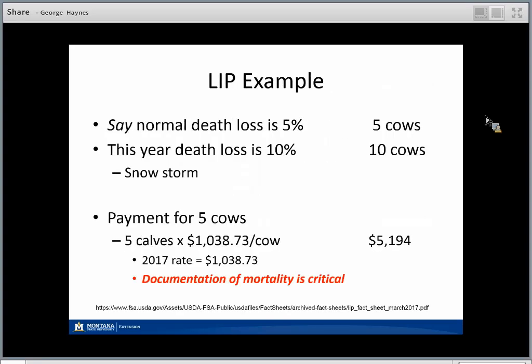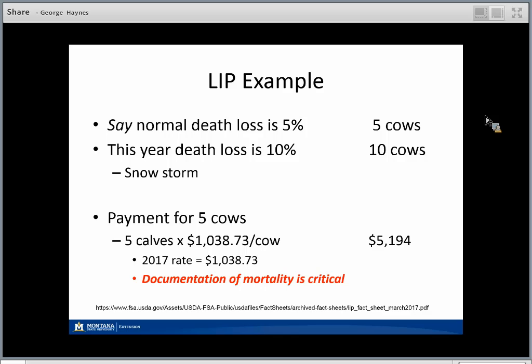Well, it's based on whatever your normal death loss is. You've got to be able to prove to FSA that your normal death loss is some number. Just say, for example purposes here, it's 5%. So every year you're going to have 5% of your cattle herd, or your cows specifically, die for some other reason. But in this particular year, a snowstorm blew through, and instead of losing only 5, you lost 10 of your cows. If you had a herd of 100 cows, you've lost 10% of it. So what happens then? Well, you're going to get a payment for these 5 cows that have now died.